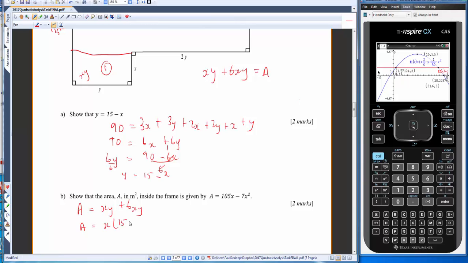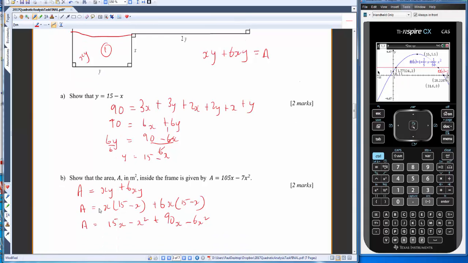x times (15 take away x) plus 6x times (15 take away x). So we've got 15x take away x squared plus 6 15s, 90, x take away 6x squared.